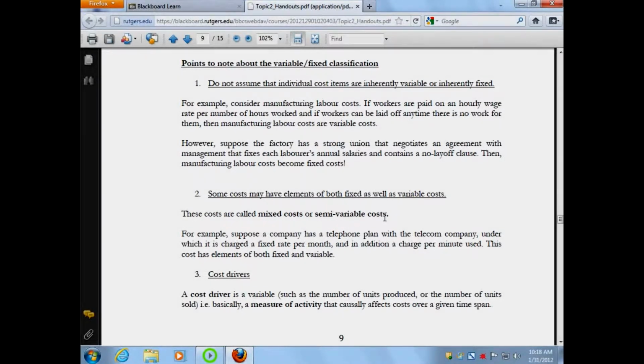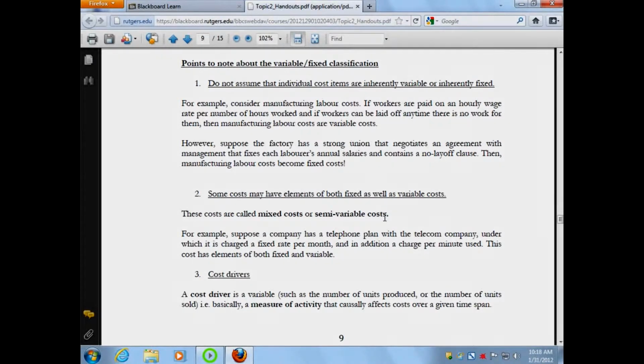Do not assume that certain cost items are inherently always variable, and that other cost items are inherently always fixed. Okay? Because you can always think of situations where the examples that you gave me for variable, where materials and labor are fixed costs, where rent is a variable cost. Let me give you an example.